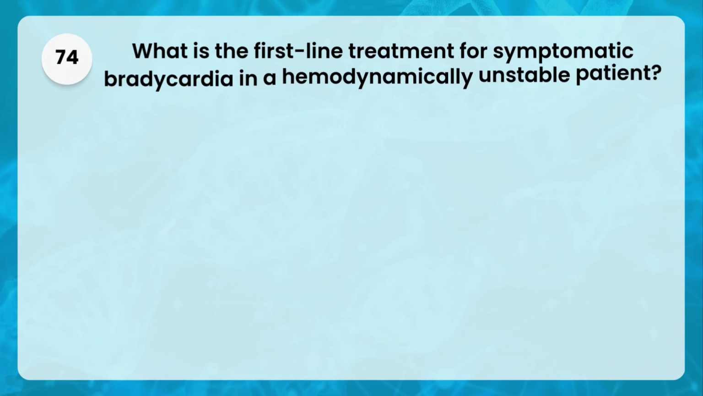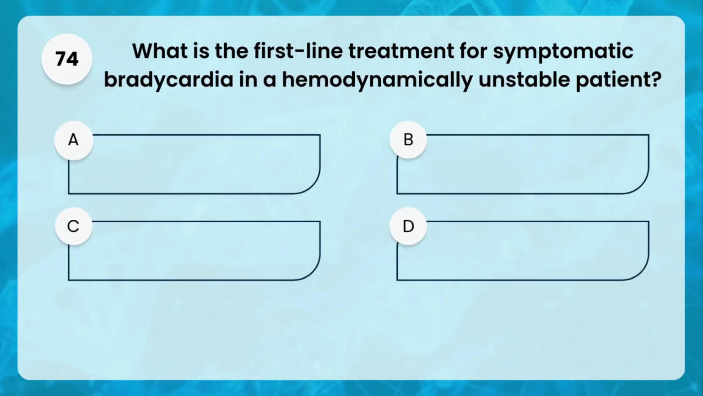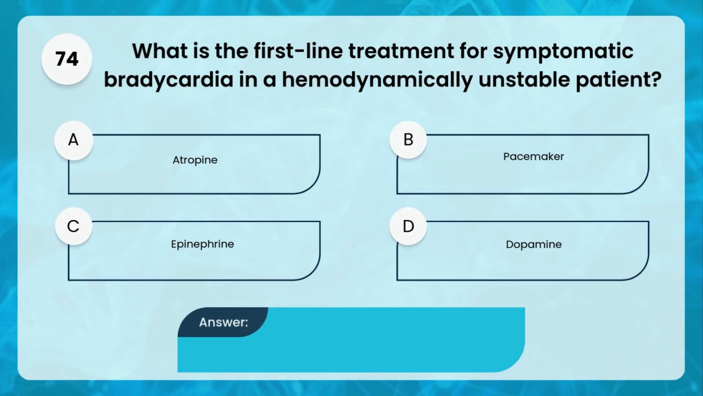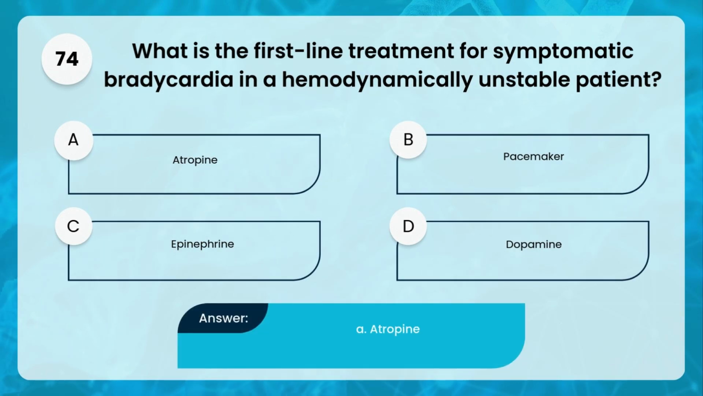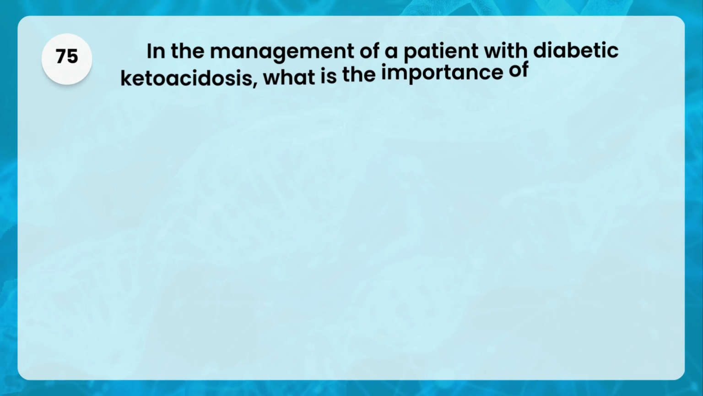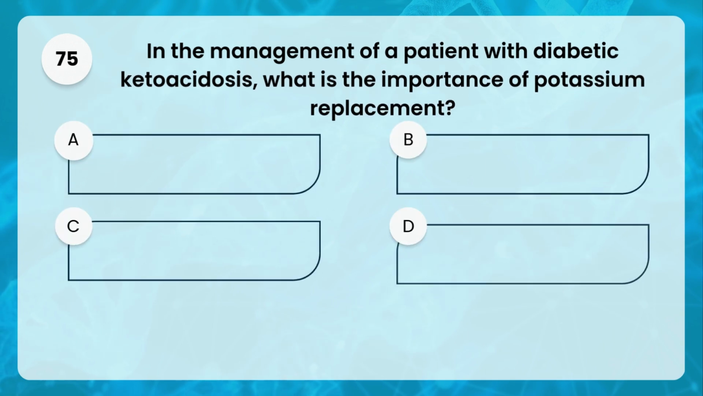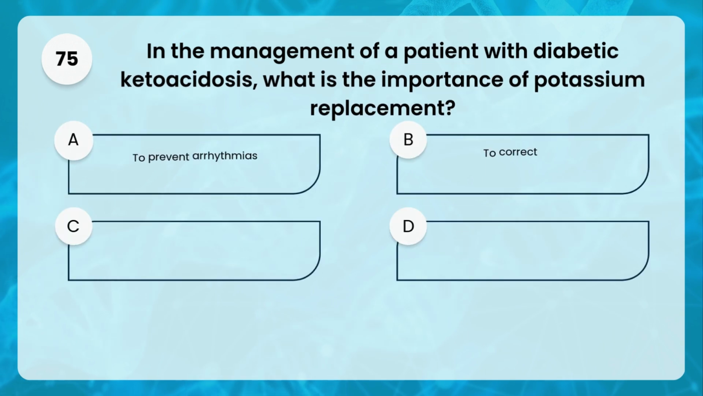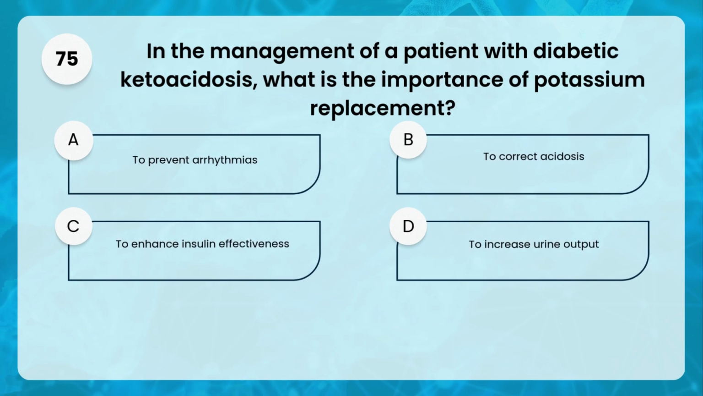74. What is the first-line treatment for symptomatic bradycardia in a hemodynamically unstable patient? A. Atropine. B. Pacemaker. C. Epinephrine. D. Dopamine. The answer is A. Atropine.